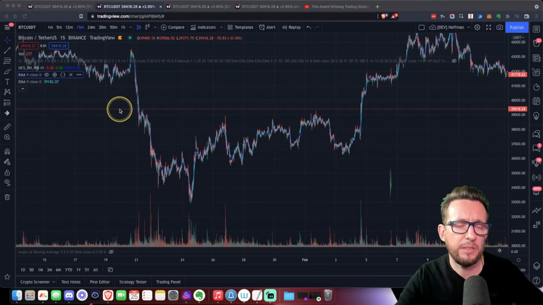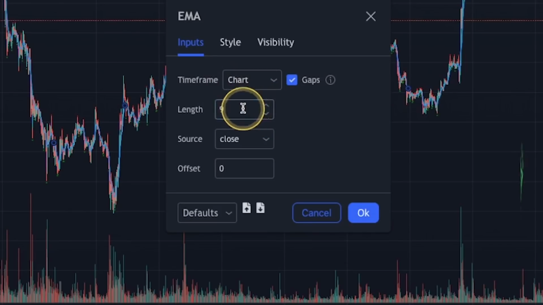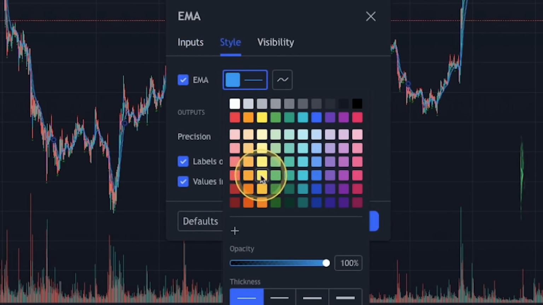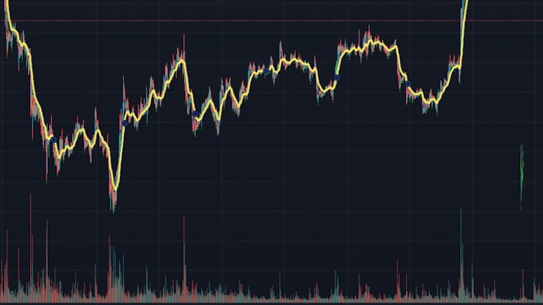Okay, the first thing we're going to do is set up our EMAs. They're going to define our trend direction. So we're going to first of all add here our EMAs. Now we're going to be using a 20 EMA, and we're going to be coloring that one in yellow. Let's make that a little bit thicker as well so that we can see it. Okay, that's fantastic.